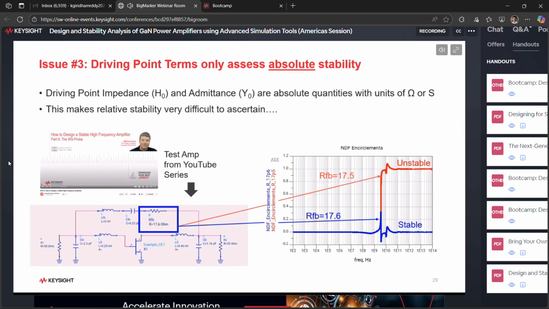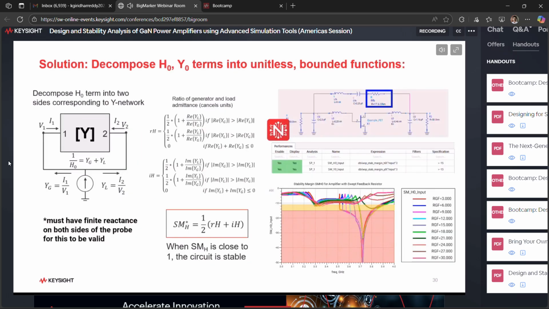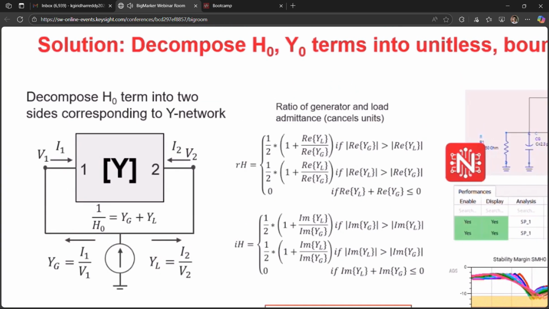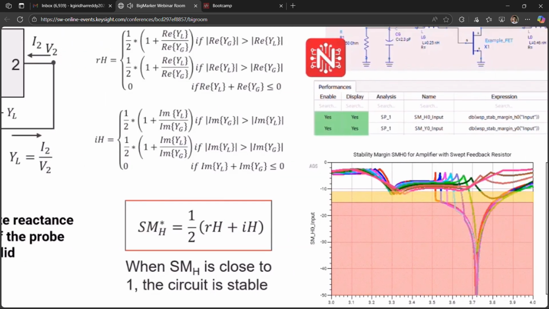And that's not really the way that we want to be able to look at this. We want to really be able to look at this as a margin. That's the way you should do this. And so Tom Winslow recently wrote a paper where he described how to do this. Essentially, you can decompose these terms, this H0 term, into left and right hand sides, and you can create these functions that zero out, because this driving point impedance or admittance, those are in ohms or Siemens, right? But if we normalize these things out like we're doing here, we look left and right and normalize them, those terms cancel, and then we can get to these functions that don't depend on absolute values anymore. And we can determine the stability margin in this manner.